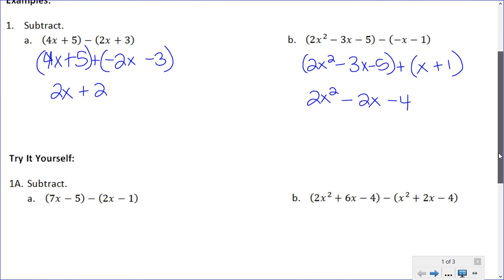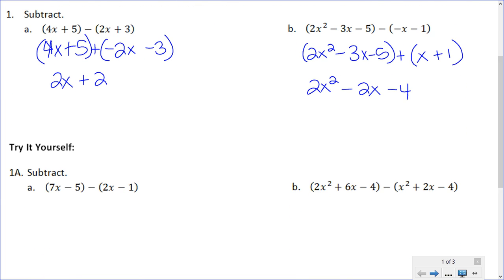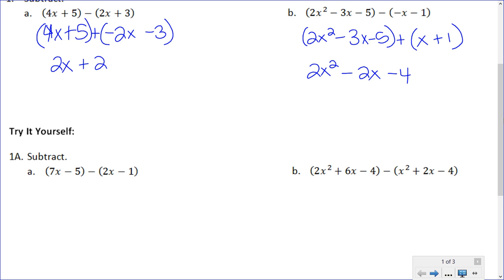Okay, so for the two try-it-yourself problems, you're going to do the same thing. Change the subtraction to addition, change the sign of each of the terms in the polynomial that's being subtracted, and then combine like terms. So pause the video, work through those two, and then press play to continue. Okay, for the first one, you should get 5x minus 4. And for the second one, you should get x squared plus 4x.